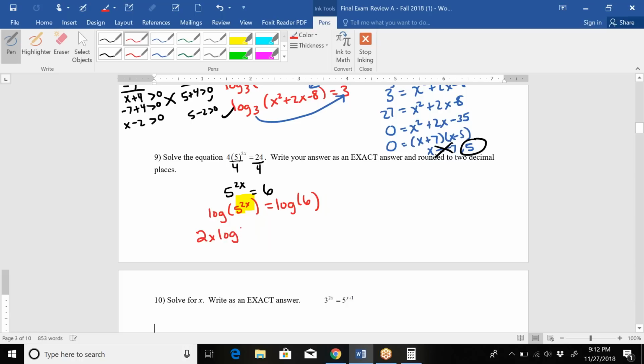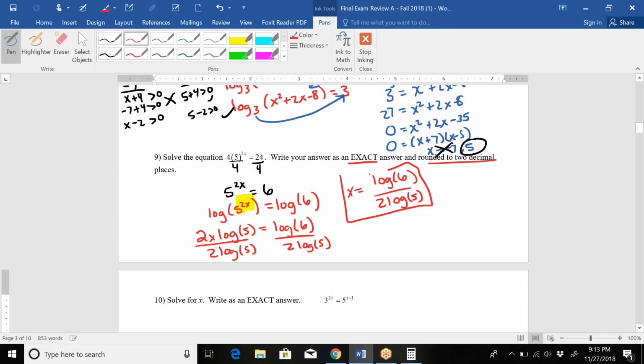That's 2x log of 5 equals log of 6. Okay, so we can divide and get the x by itself now. We'll divide both sides by 2 log 5. Now, they wanted the exact answer and 1 to 2 decimal places. The exact answer is just what you have right here. It has not been worked out. It's just written as x is by itself and everything else is on the other side.